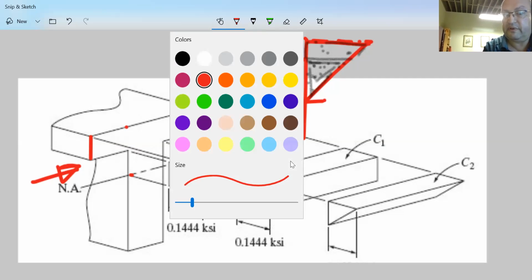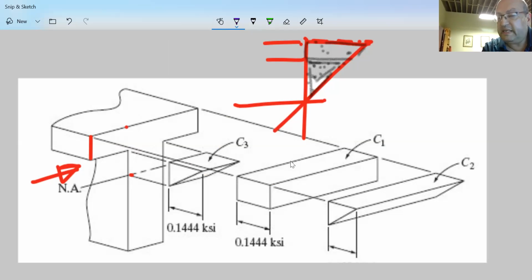Let me use a different color. Since you're going to be dividing it, it's going to be tough to work with this trapezoidal shape, especially since the problem with a trapezoid is finding its centroid. So let me divide this into areas. One area is going to be the rectangular shape. One area is going to be this triangular shape on the flange only. And the third one is going to be this triangular shape on the web, right here.